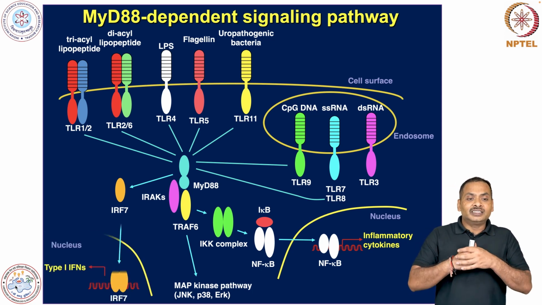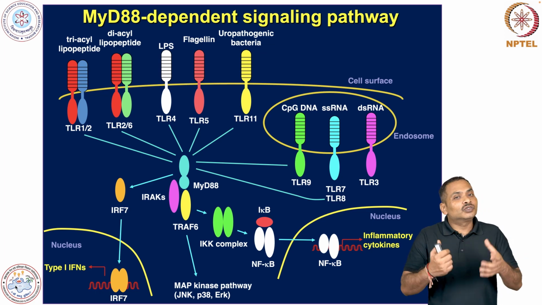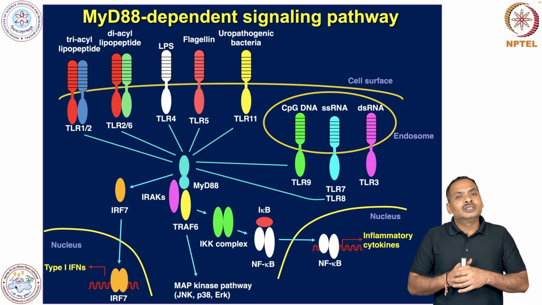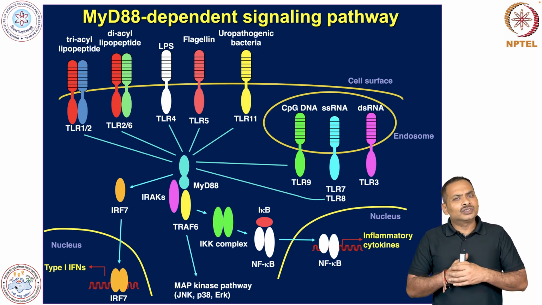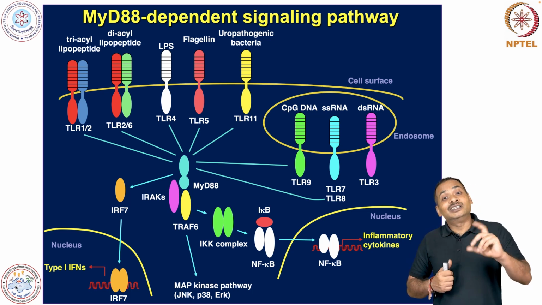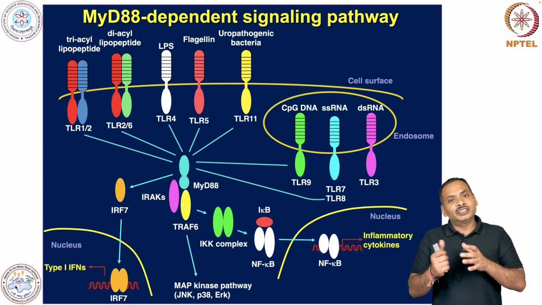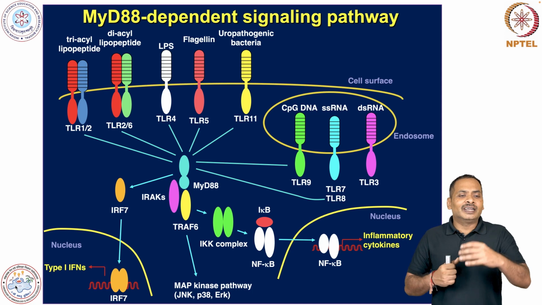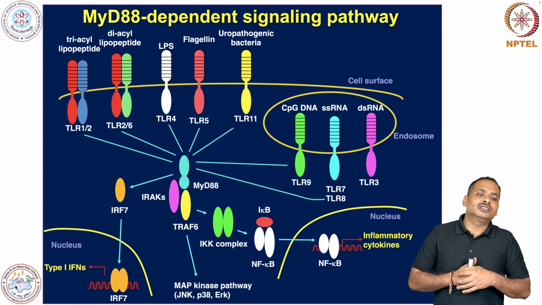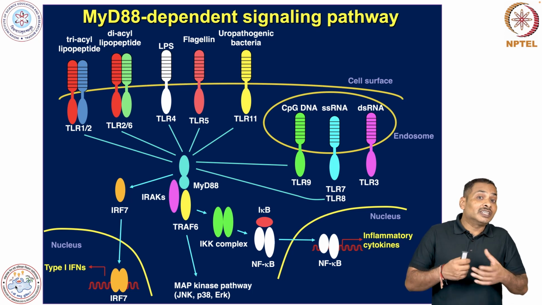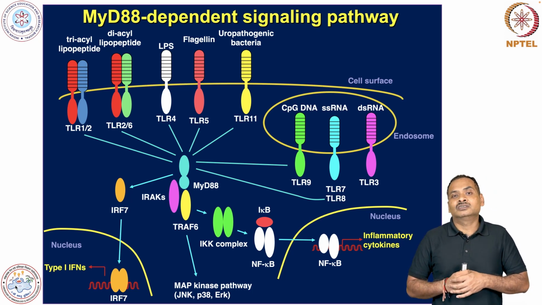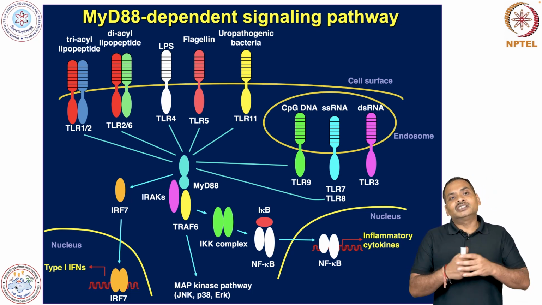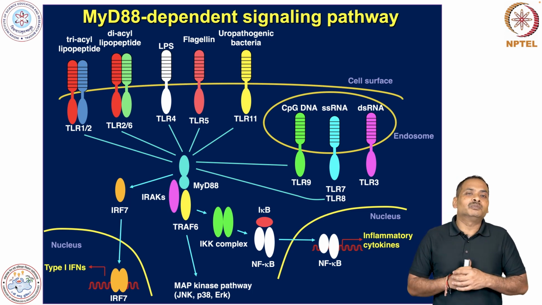And this IRF7, once phosphorylated, makes a dimer, and then it is translocated into the nucleus, where there will be a transcription of type 1 and type 3 interferons. So, in that way, this whole MyD88 dependent pathway is operated.